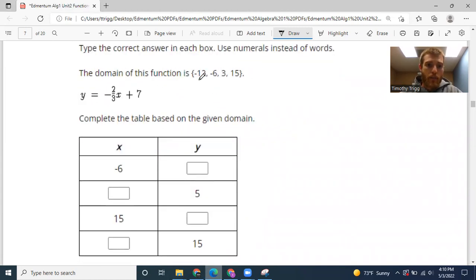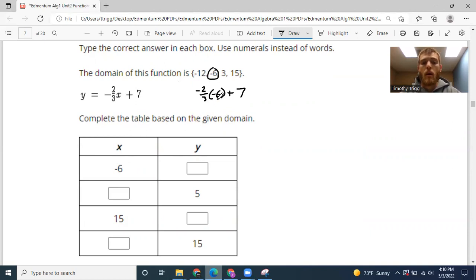Okay, here they're giving you domain, negative 12, negative 6, 3, and 15. Okay, and we want to complete this table. So when I plug in negative 6, one of my numbers from the domain, I want to find the output here. So I'm going to plug in negative 6 into my function for x. So that's going to be negative 2/3 times negative 6 plus 7. Again, just replacing x with this number in the domain. I'm choosing it from here, right?